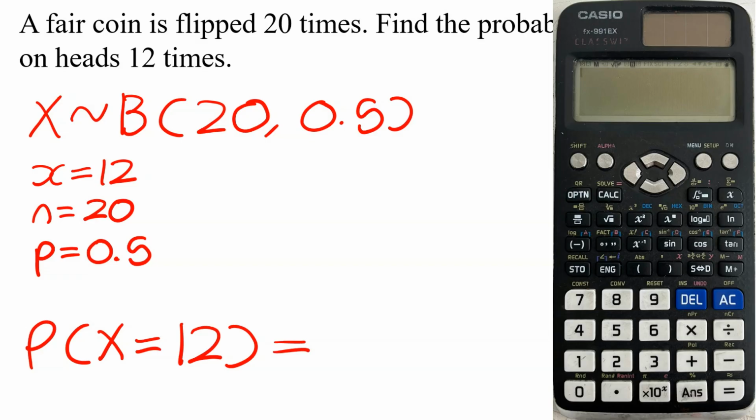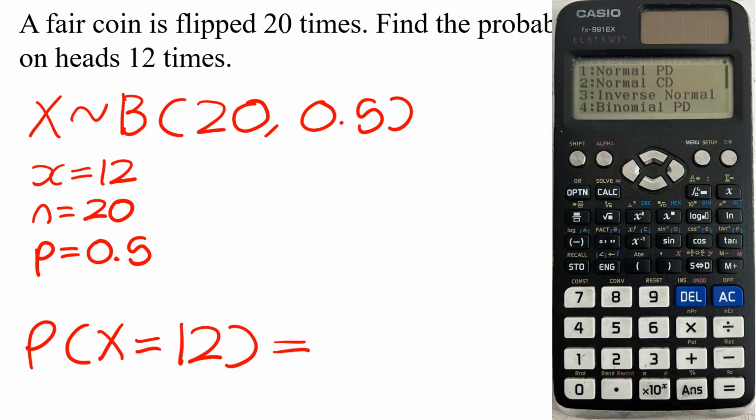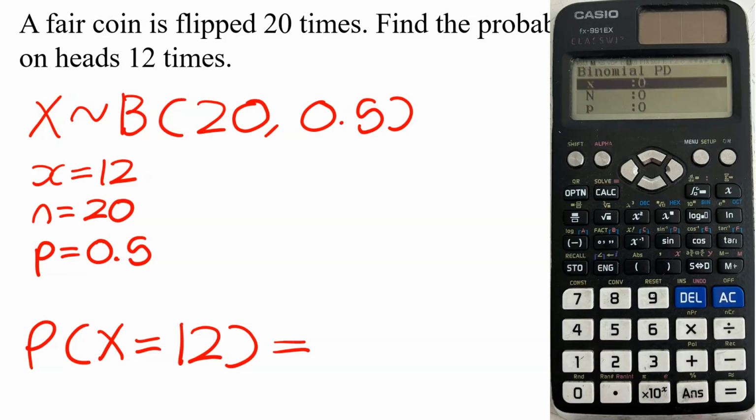So on your calculator, if you press the menu setup button, it will come up with this screen here with all of the different options for the calculator, okay? Press 7 for distribution, and it comes up with this screen. Press 4 for binomial PD, and it comes up with this screen. Press 2 for variable, and it comes up with this screen. And insert your values for x, n, and p.